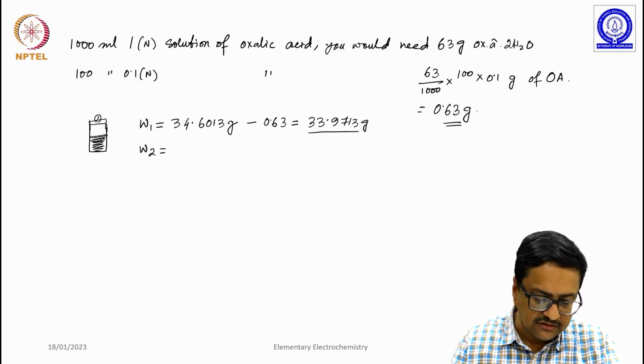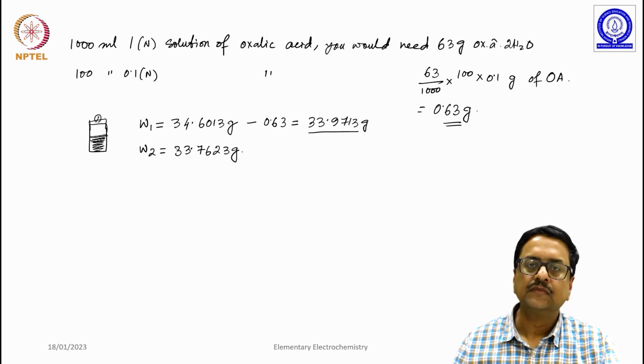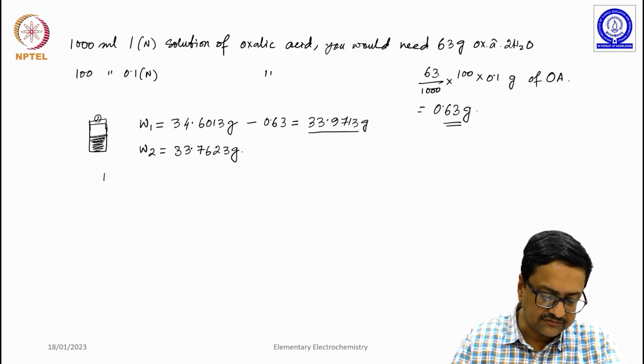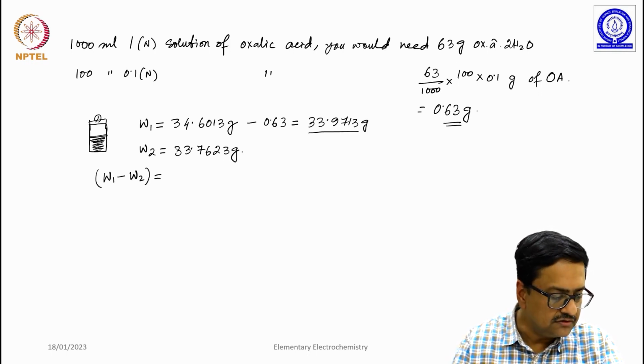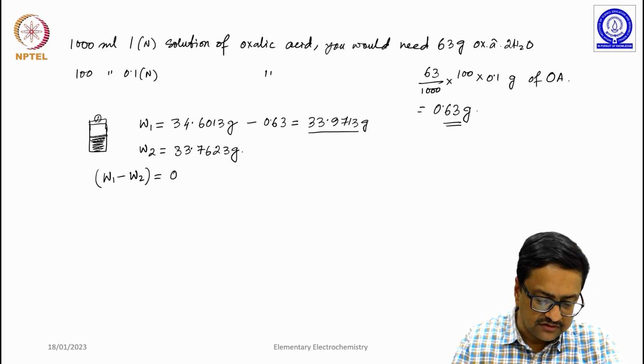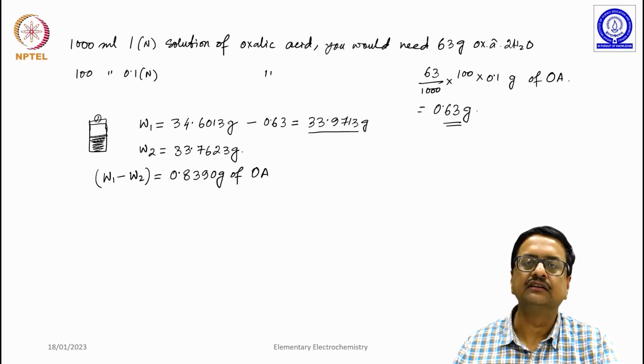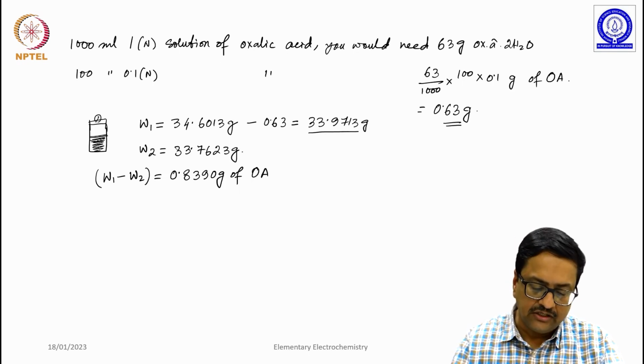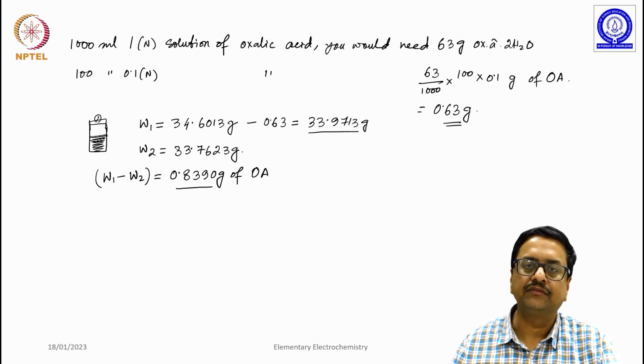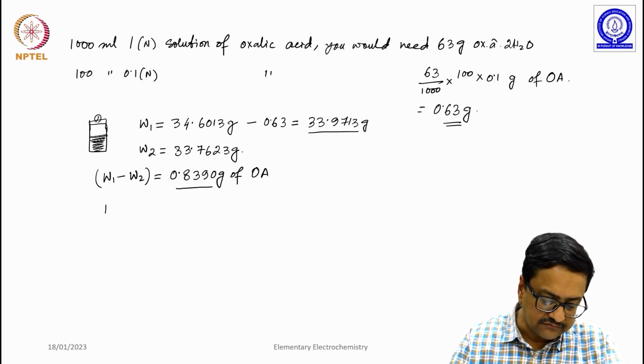So, we continued transferring oxalic acid till we reached that number, and then we took the final weight, which was 33.7623 gram. That means we have transferred W1 minus W2, that is equal to 0.8390 gram of oxalic acid instead of 0.63 gram. That means we have transferred a little more than what was required, but we know very accurately how much we have transferred.